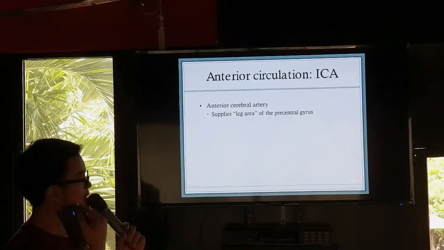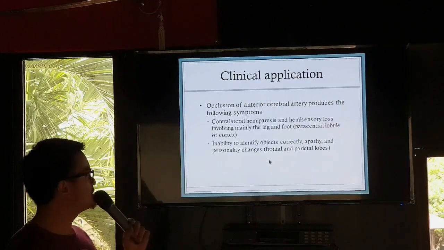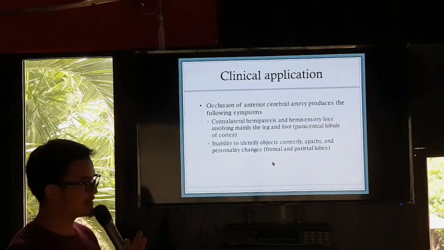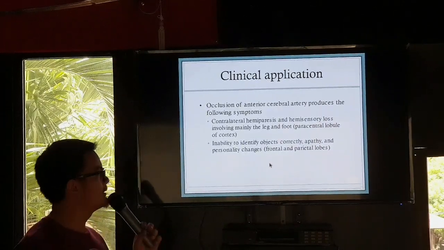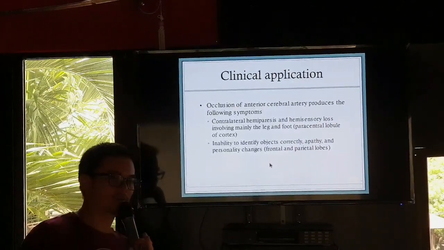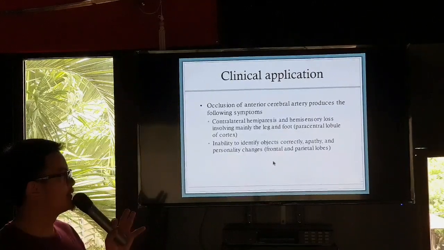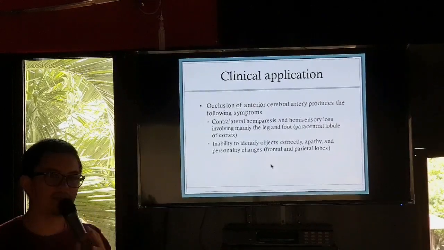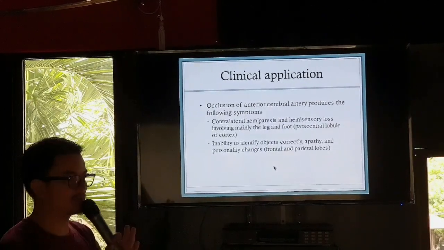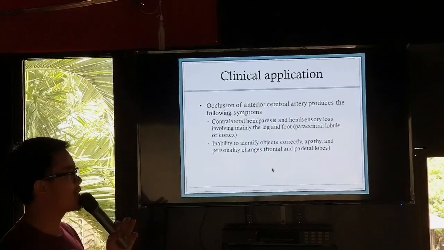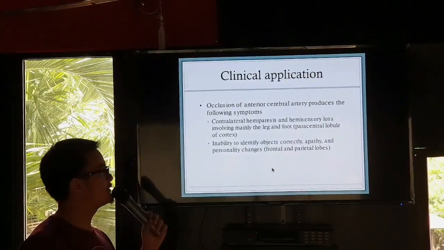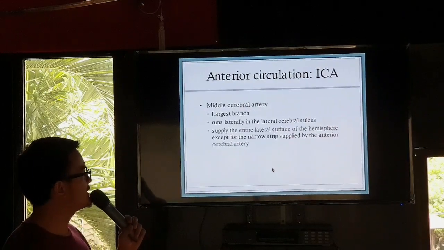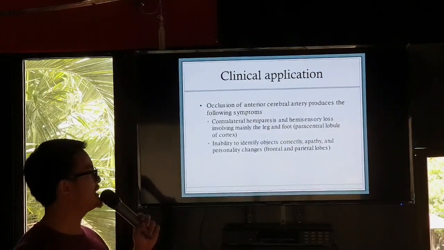Okay. Occlusion of the anterior cerebral artery may produce the following symptoms, but of course it depends on the level of obstruction. If it's a more proximal branch, of course you have a wider array of signs and symptoms. If it's a more distal branch, you may only have one or two of these symptoms, or maybe a milder syndrome. So you have contralateral hemiparesis and hemisensory loss involving mainly the leg and foot.